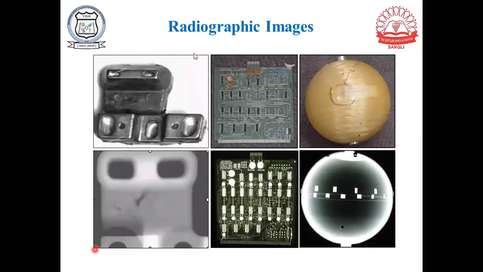Here we can see some components and their radiographic images, X-ray images. You can see this is one component, maybe a casting or sheet metal. It is difficult to observe defects by eye, and the X-ray image of this one is over here, the bottom one. This X-ray image is for this, and there is one more component with its X-ray.